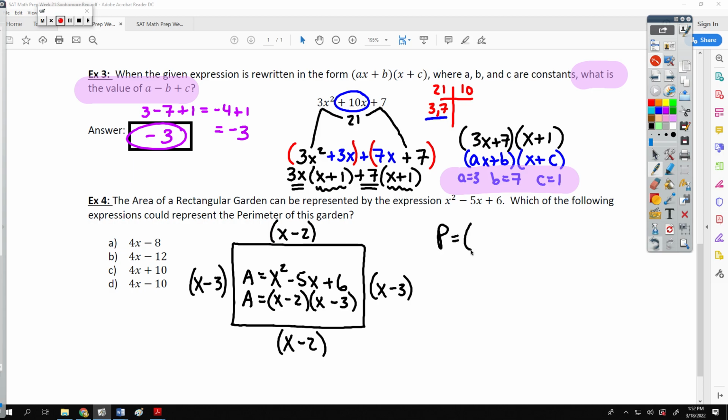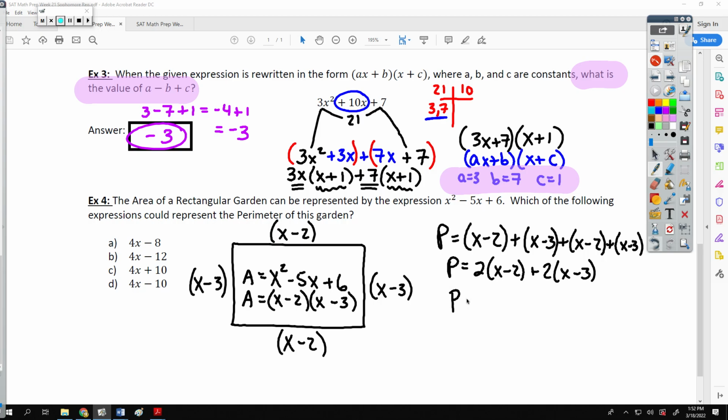So the perimeter would simply be the sum of those four sides. So x minus 2 plus x minus 3 plus x minus 2 plus x minus 3. Or you could write it as 2 times x minus 2 plus 2 times x minus 3. Either way, when you expand that out and combine like terms, we are looking at 4x minus 10 as a possible perimeter for that garden.